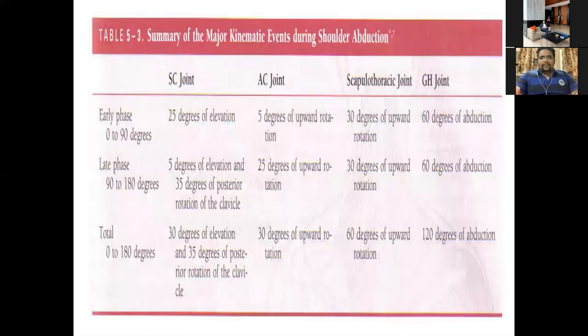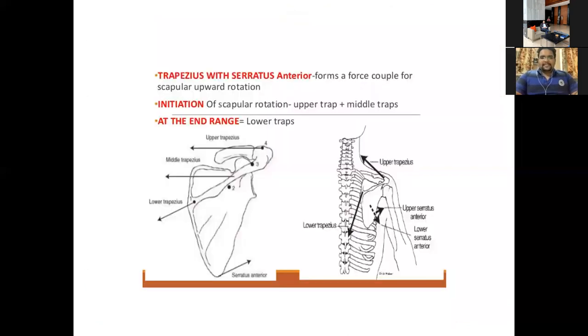Now moving up to this chart, this is very important to understand the scapulohumeral rhythm, as in the early phase, phase 1, that is from 0 to 90 degrees, 25 degrees of SC joint elevation and 5 degrees of AC joint upward rotation combinedly form 30 degrees of upward rotation at the scapulothoracic joint, while 60 degrees of abduction is contributed by the GH joint, causing 0 to 90 degrees of phase 1, that is early phase arm abduction. So first we will discuss this.